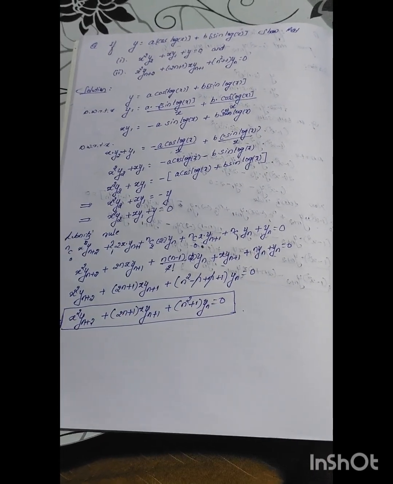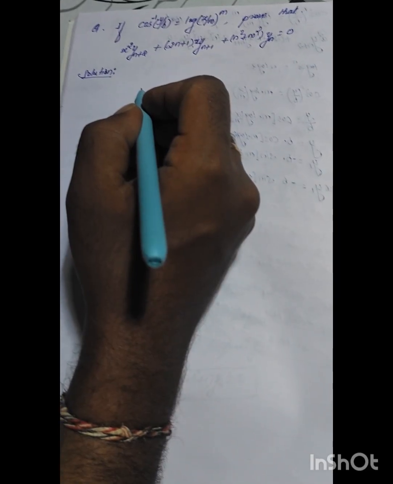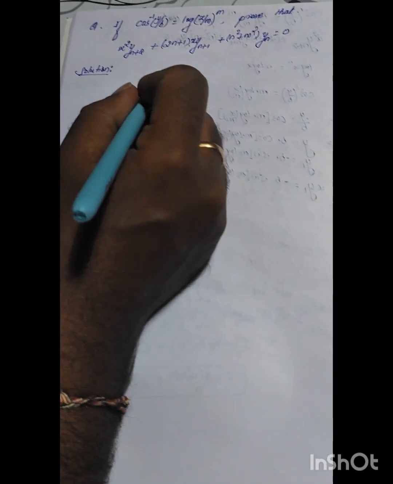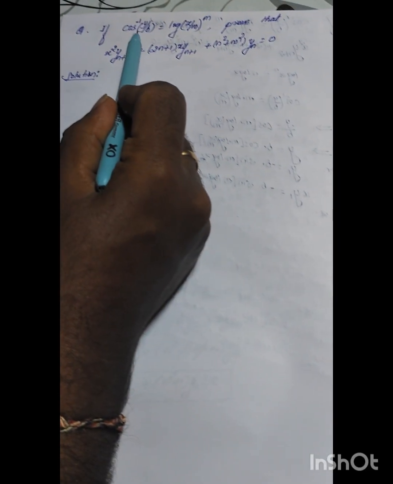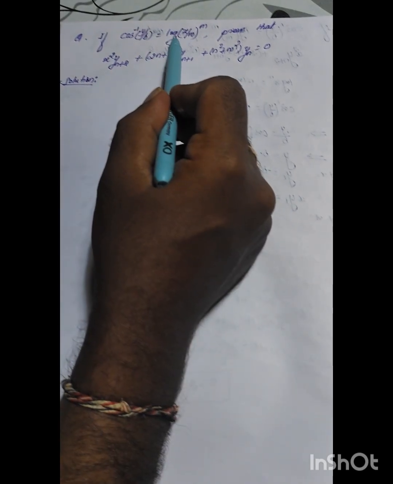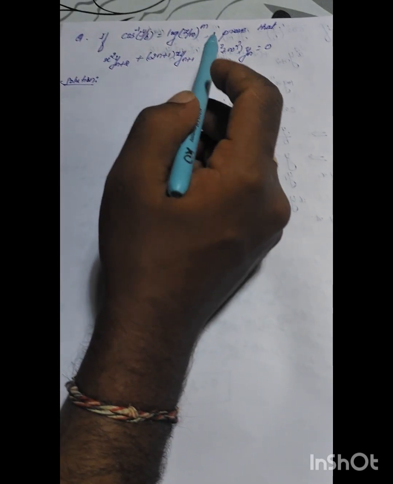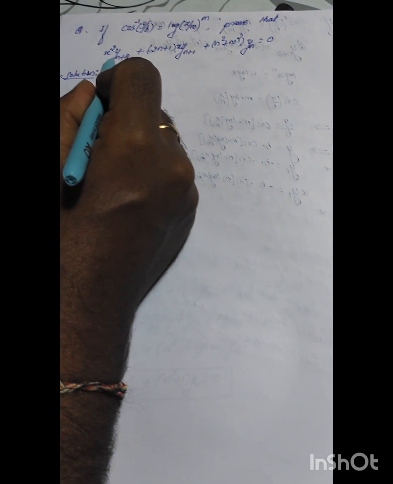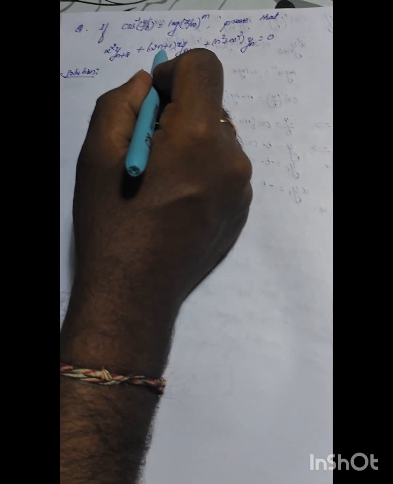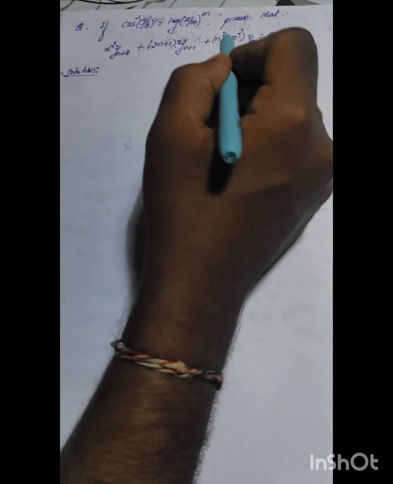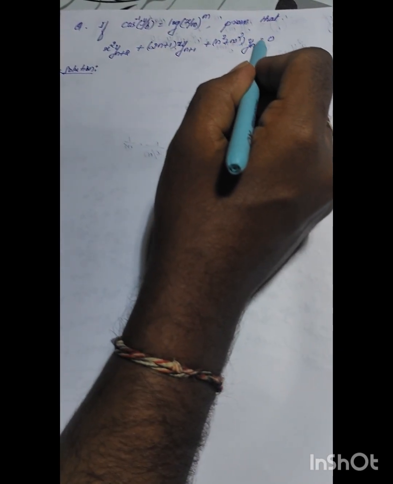So that is the nth derivative. So let's move on to the next question. The next question is: if cos inverse of y by b will be equal to log of x by m raised to m, then prove that x square yn plus 2 plus 2n plus 1 into x of yn plus 1 plus n square plus m square into yn will be equal to 0.